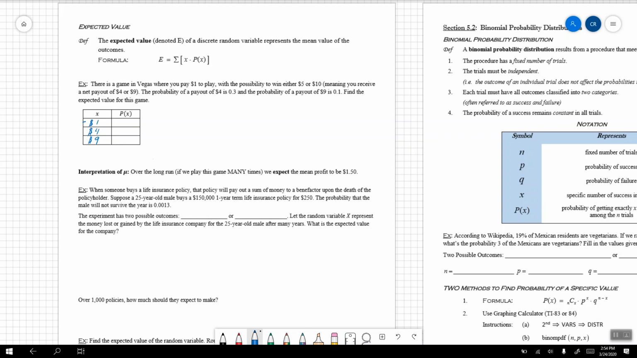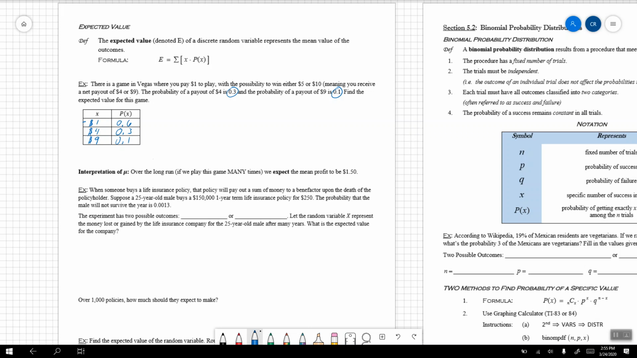Probability-wise, the probability that we win $4 is 0.3 according to what we have here. So that's going to be $4, 0.3. And then a probability of 0.1 to win $9. And then whatever remains should be the complement. If we didn't win the $4 and we didn't win the $9, then we must have lost. And that probability should just be the complement, which is 0.6.